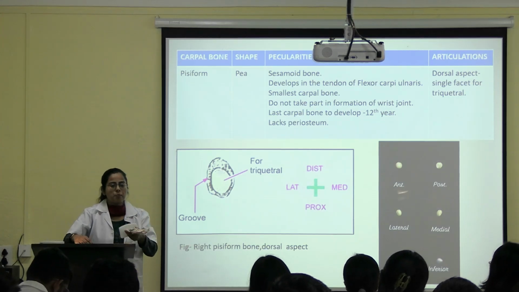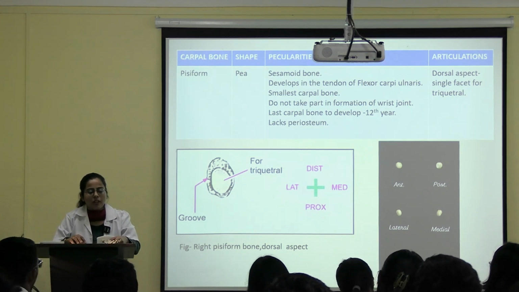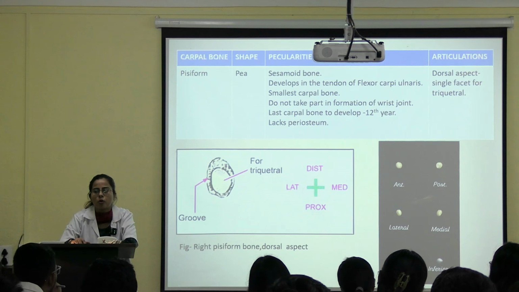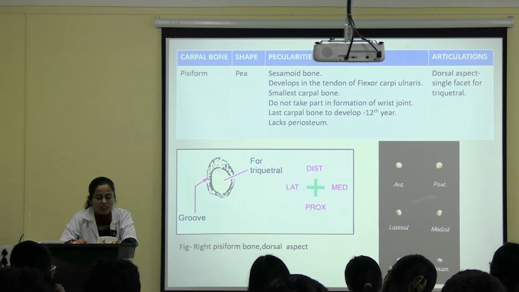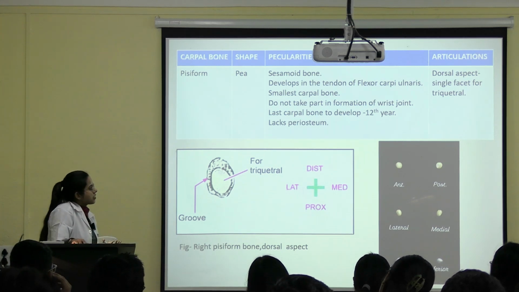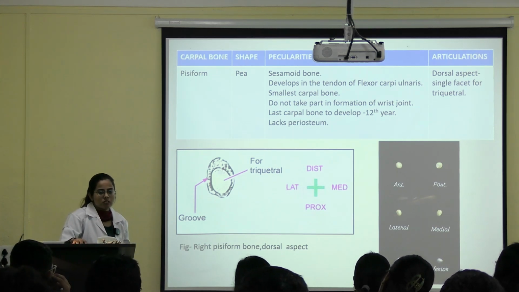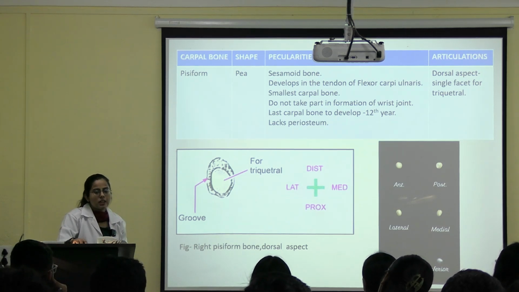Now pisiform. What are the peculiarities of pisiform bone? Does anyone know the meaning of sesamoid bone? Origin from tendon. Yes. It originates from which tendon? Flexor carpi ulnaris. And it lacks periosteum. What is periosteum? Covering of bone.